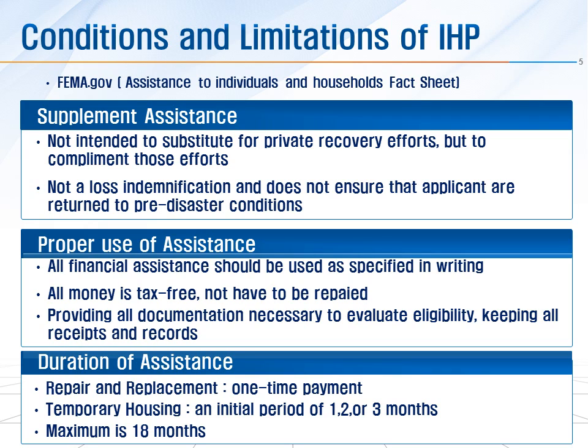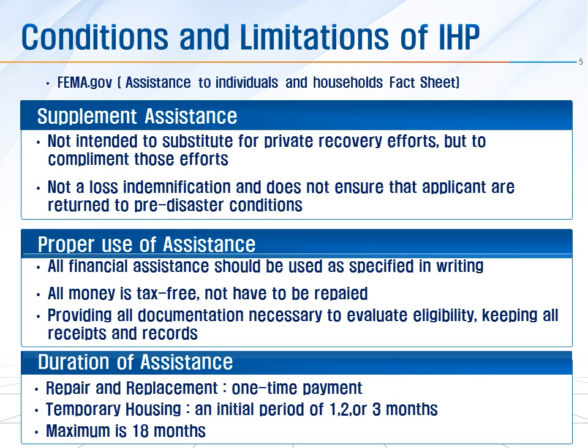All financial assistance provided by FEMA should be used as specified in writing. To rent another place to live, to make the home repairs identified by FEMA, or to replace or repair personal property. A failure to use the money as specified may result in ineligibility for additional assistance.